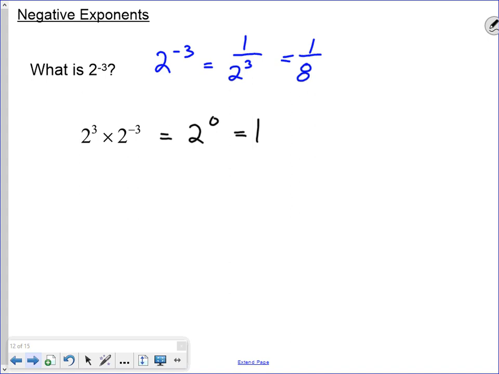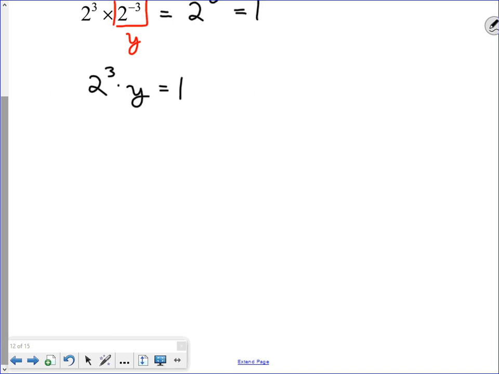Well, let's say we didn't know what 2 to the negative 3 was equal to. Okay? And let's just replace 2 to the negative 3 with some variable, like y. So let's say we had an equation, 2 to the exponent 3 times y equals 1. How did we solve this? Well, we would probably do the order of operations. We would apply the exponent first. So 2 to the exponent 3 is 8. So 8y is equal to 1. And then we would solve for y. y equals 1 over 8.